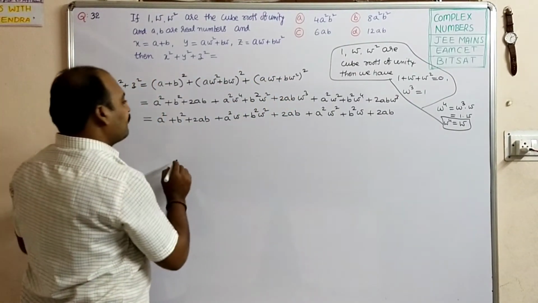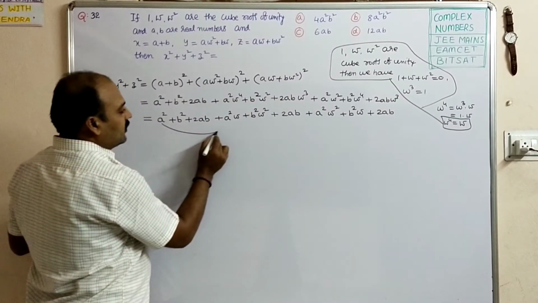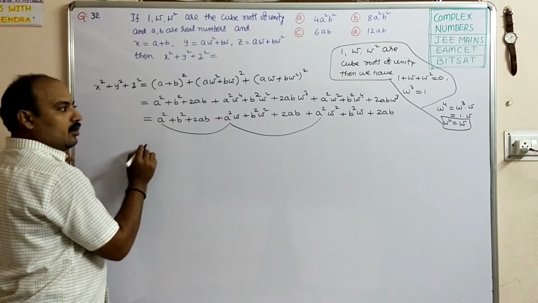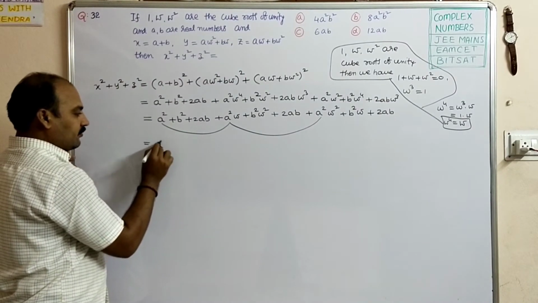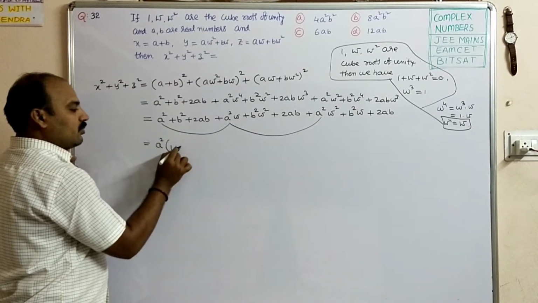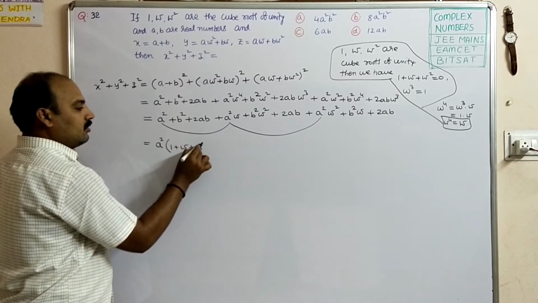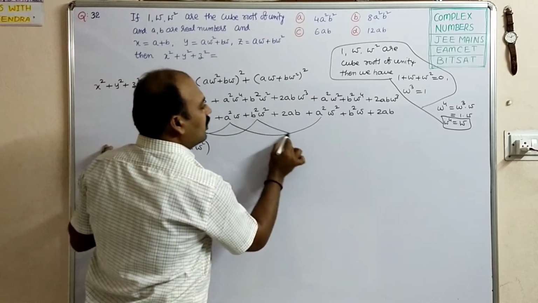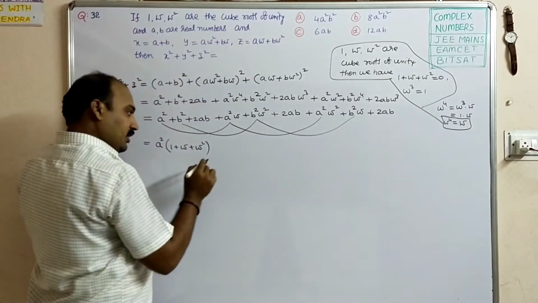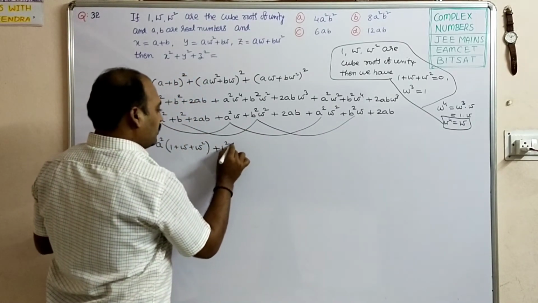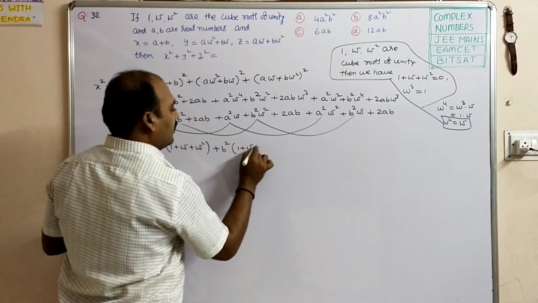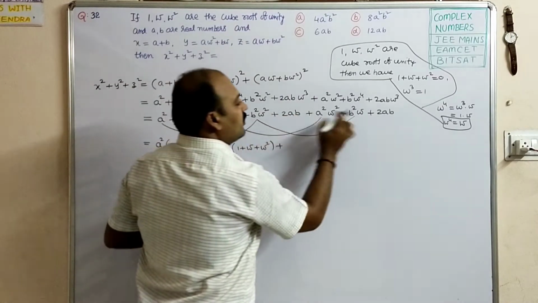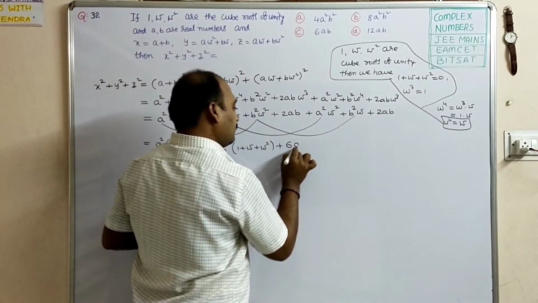So now a square plus a square omega plus a square omega square. So take common a square, 1 plus omega plus omega square. Similarly, b square plus b square omega plus b square omega square. So b square into 1 plus omega plus omega square, plus the rest of the terms 2ab plus 2ab plus 2ab, 6ab.